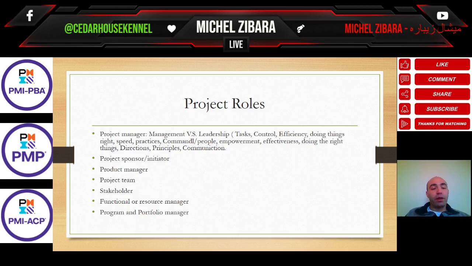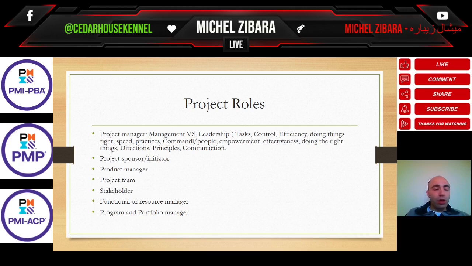Project sponsor, initiator: that's the funding party, as the name indicates. He's the champion of the project. The project sponsor is the champion and the funding party. The project sponsor supports, and we're going to discuss more about the responsibilities, so I'll stop at that point. Product manager is the equivalent of project sponsor, but in agile terminology. Project team is the people assigned to the project and executing the deliverables. Stakeholders are the parties negatively or positively influenced or impacted by the project outcome.